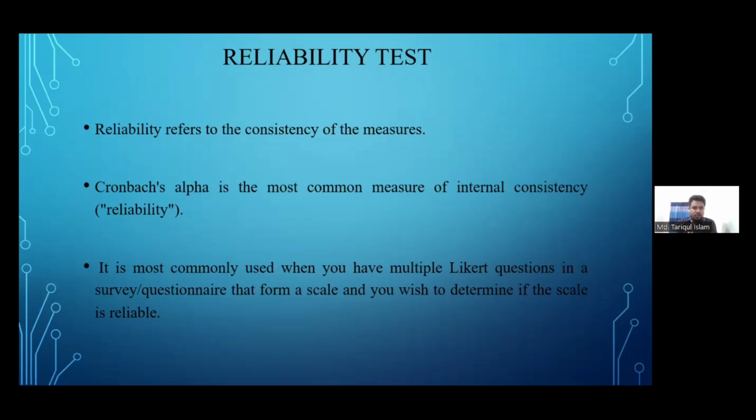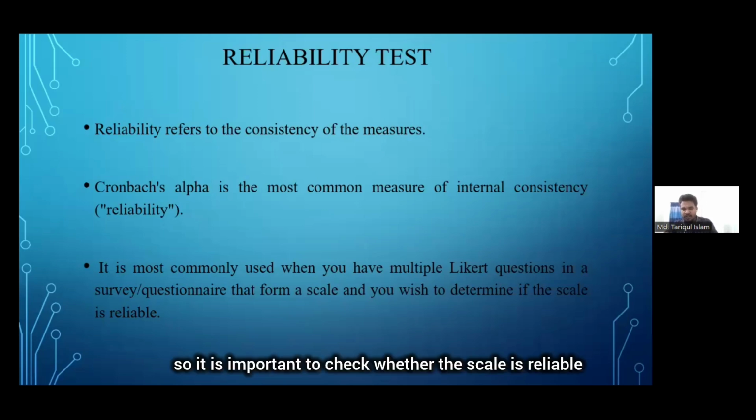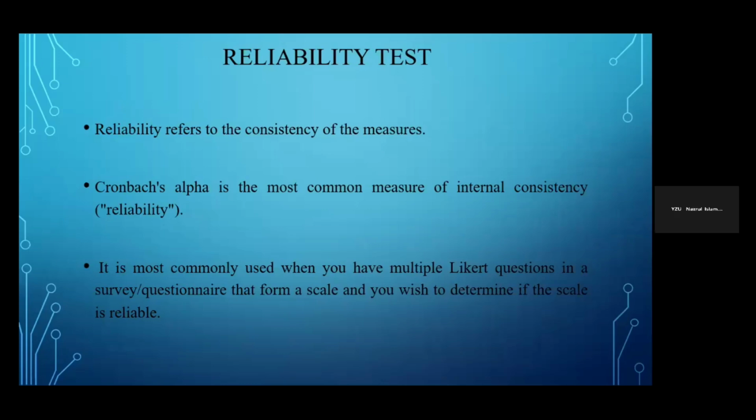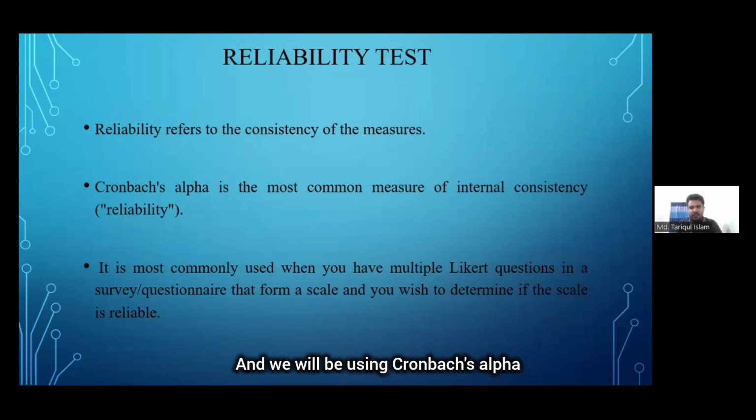The next line is, it is most commonly used when you have multiple Likert questions in a survey questionnaire that form a scale and you wish to determine if the scale is reliable. As we have adopted a 5-point Likert scale, it is important to check whether that scale is reliable or not before proceeding to the data analysis. And we will be using Cronbach's alpha for checking the reliability of the variable.